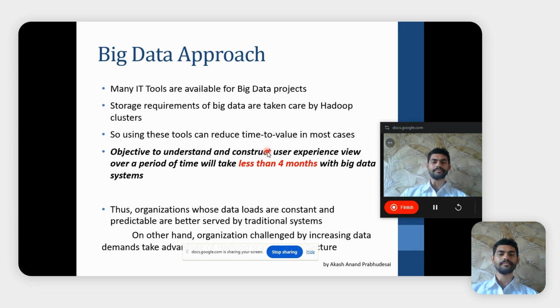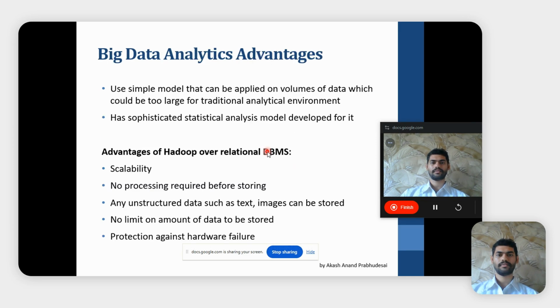Okay, so we have different big data approaches. This is how the increasing IT demands can be handled using clusters like Hadoop clusters. Then you have Hive, NoSQL, all these. So these are the tools, and these are the advantages: the scalability, processing time, and the protection against big data loss.